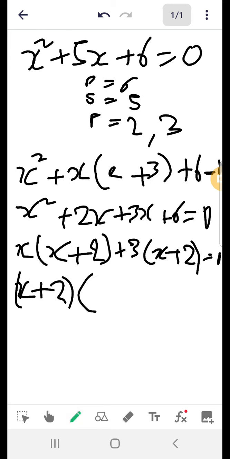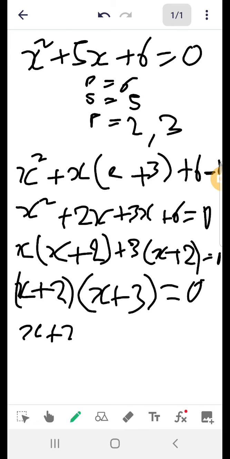Then open bracket, what's not common, what's outside the brackets, is x plus 3. This is going to equate to 0. So you're going to equate each one of these to 0 and solve. It's going to be x plus 2 is equal to 0, comma, the other one, x plus 3 equal to 0.